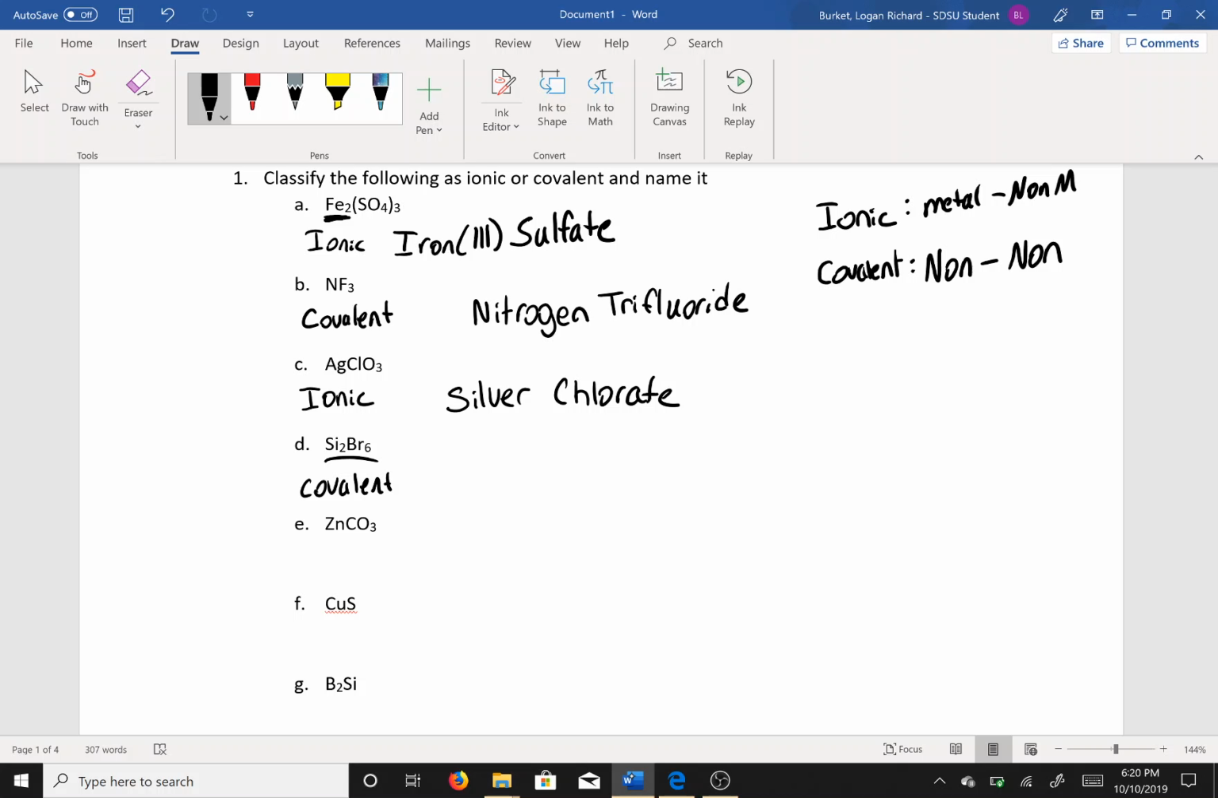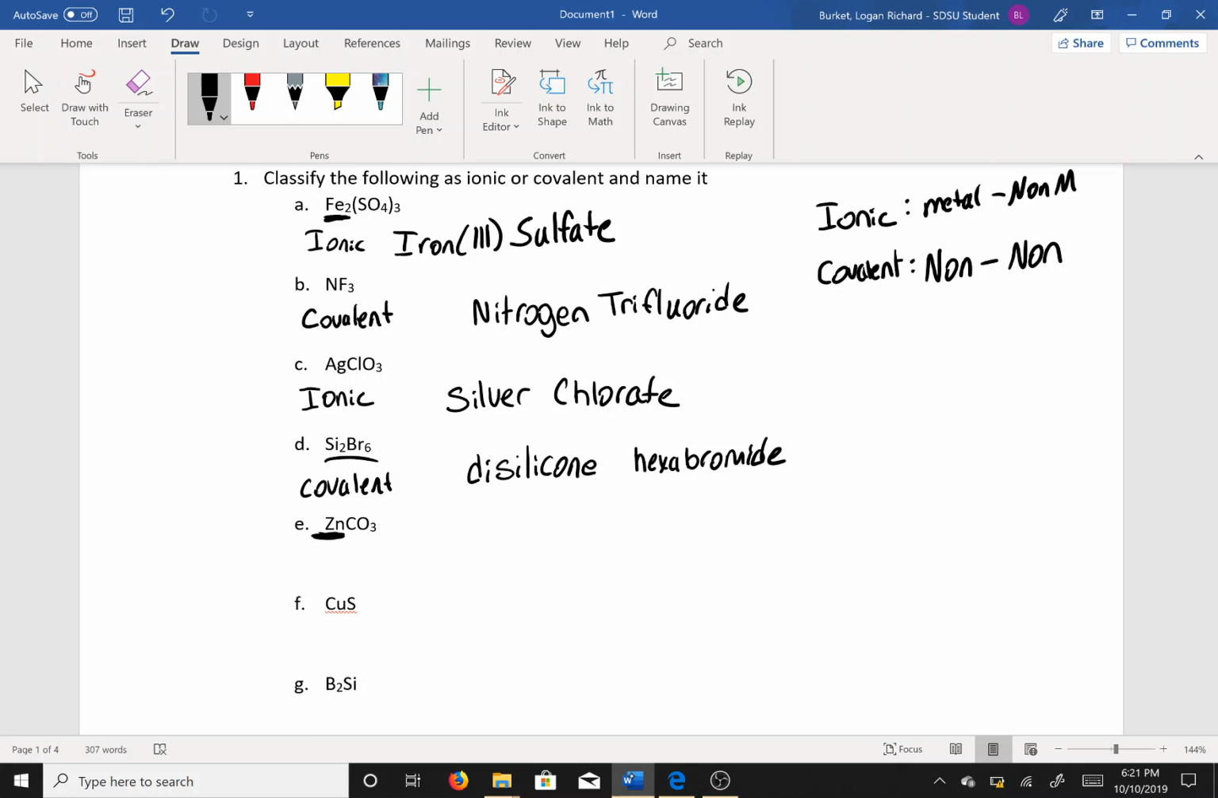And so that would be disilicon hexabromide. You have to use the prefixes in order to indicate how many there are, because you can't use charges like you can in ionic to determine that.